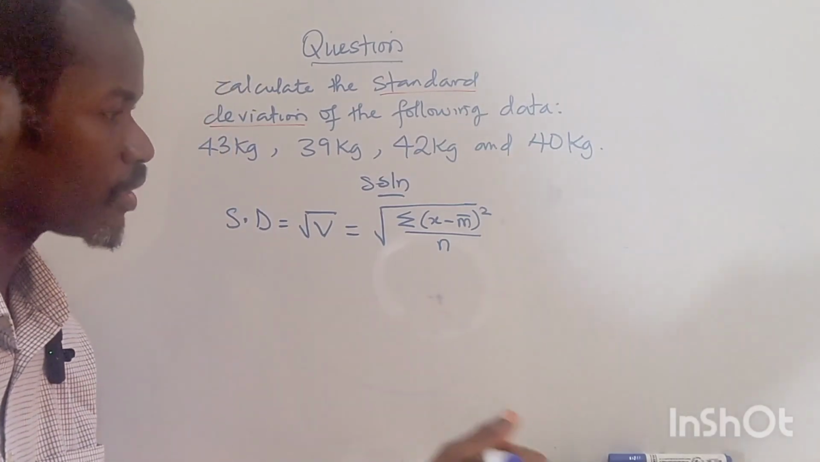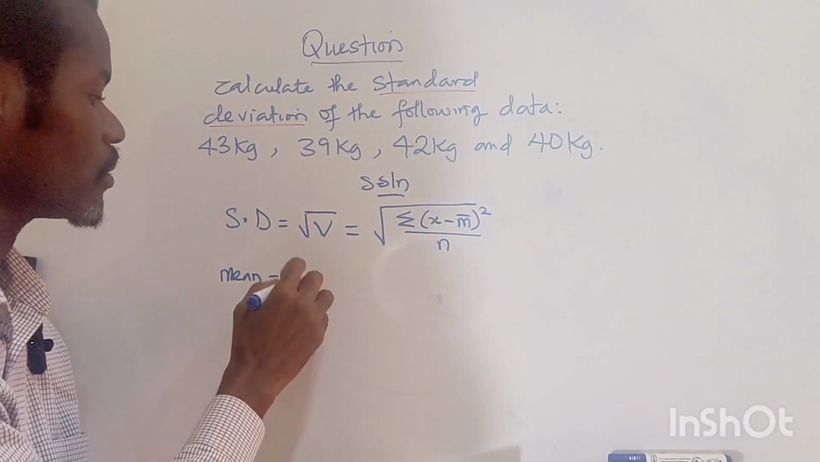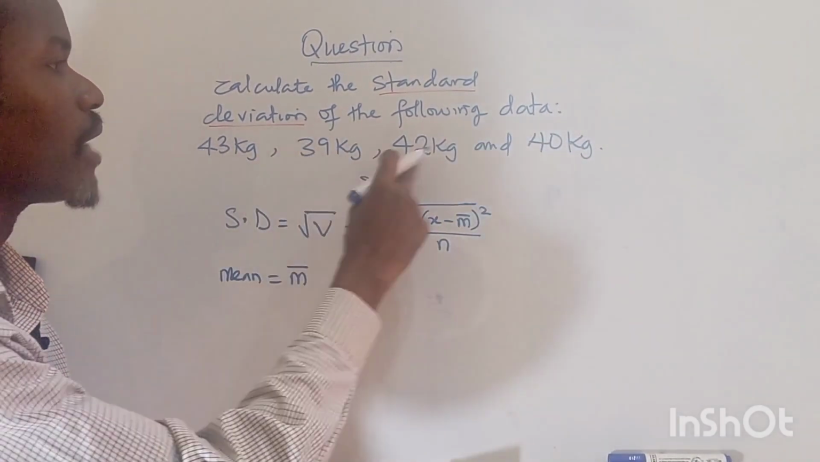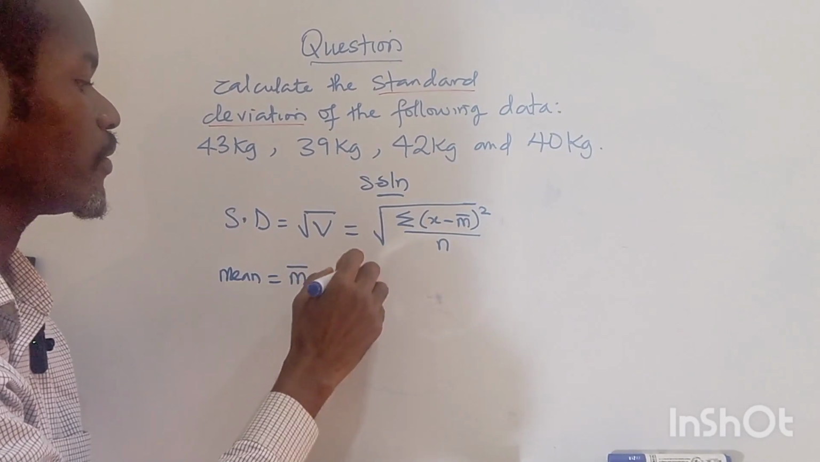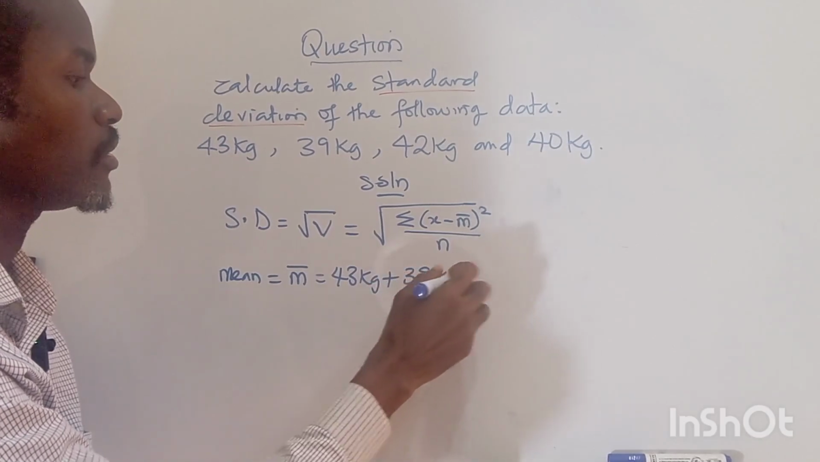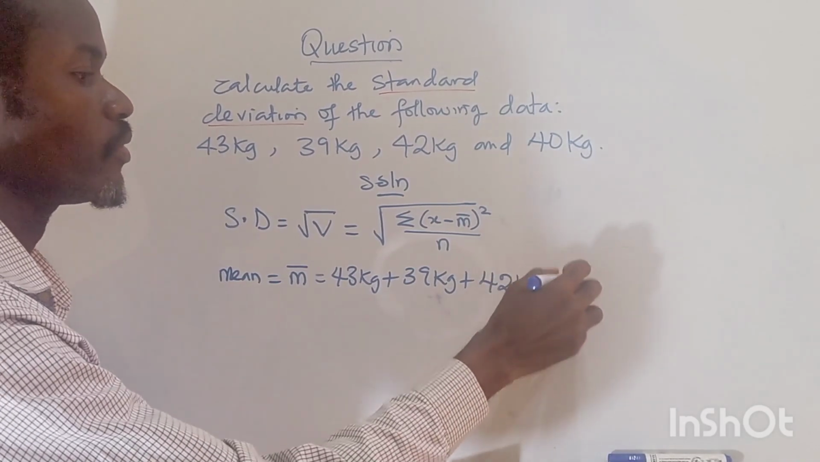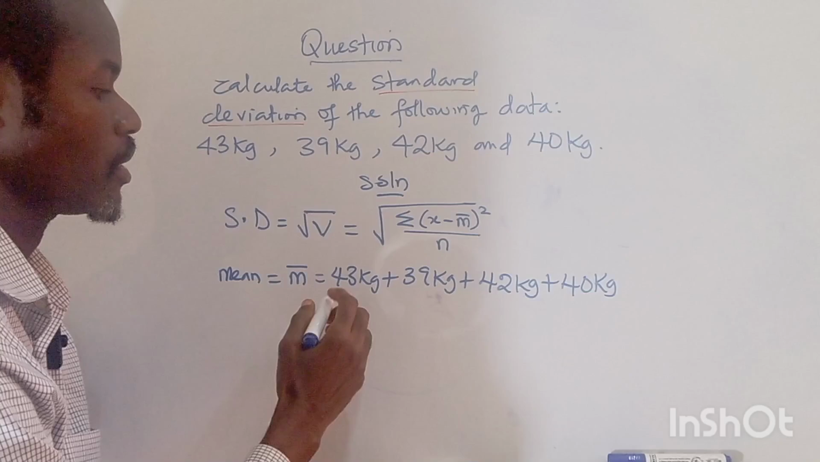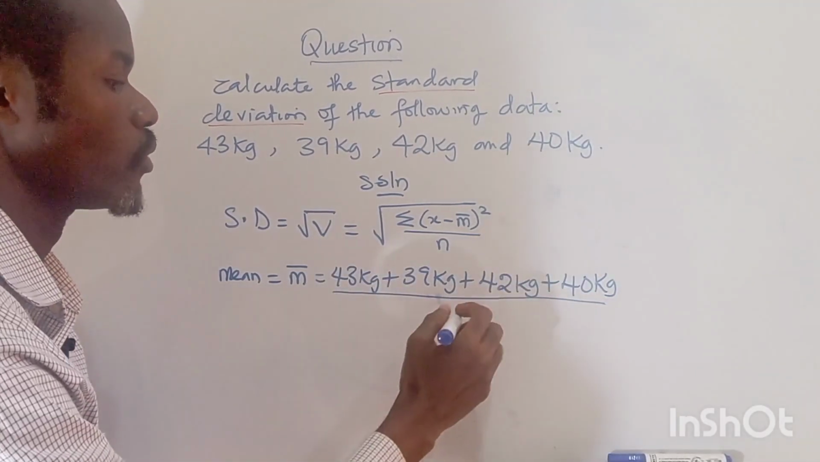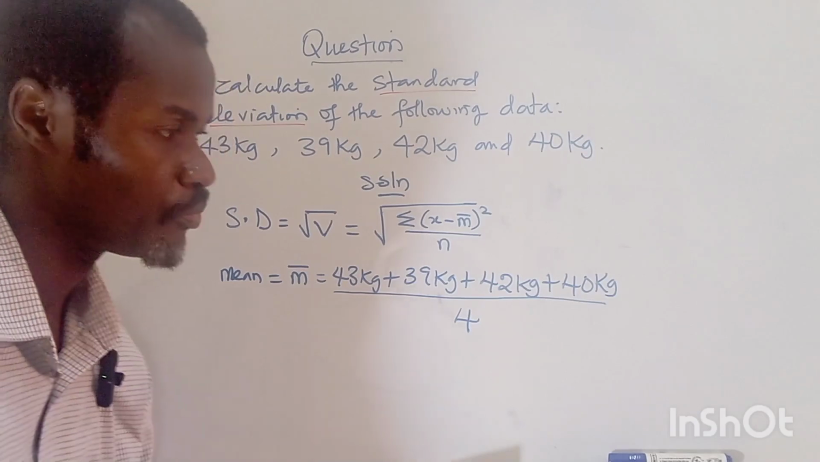All right, so the first thing is we want to look for the mean. So the mean of this set of distribution is going to be, we are going to add up all this. So we have 43 kg plus 39 kg plus 42 kg plus 40 kg. All these we are going to divide by, we have 1, 2, 3, 4, so we have 4, which has to do with the frequency.